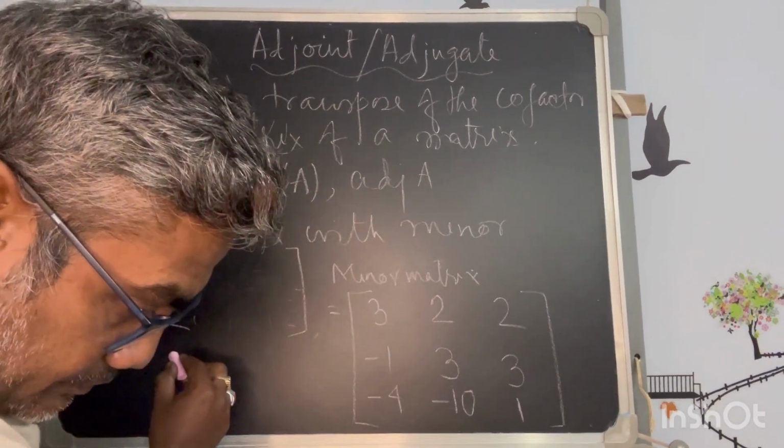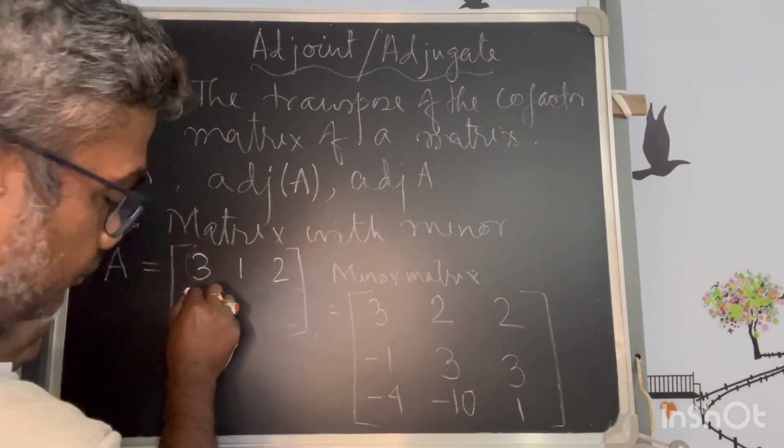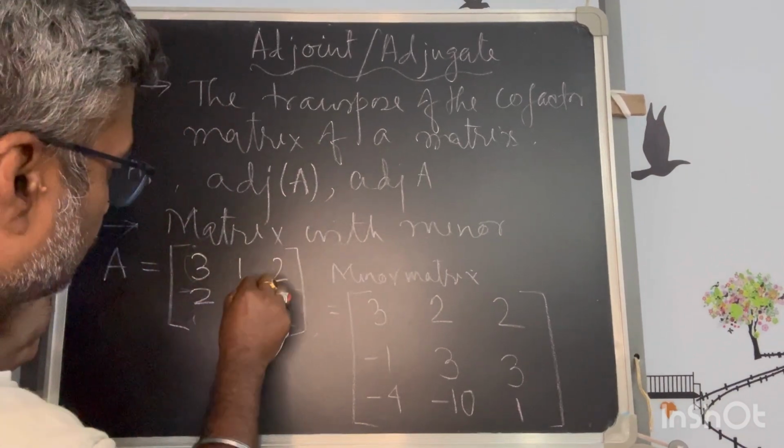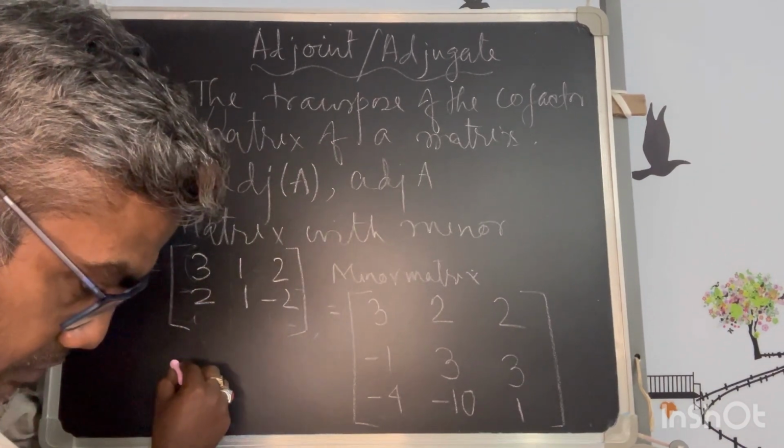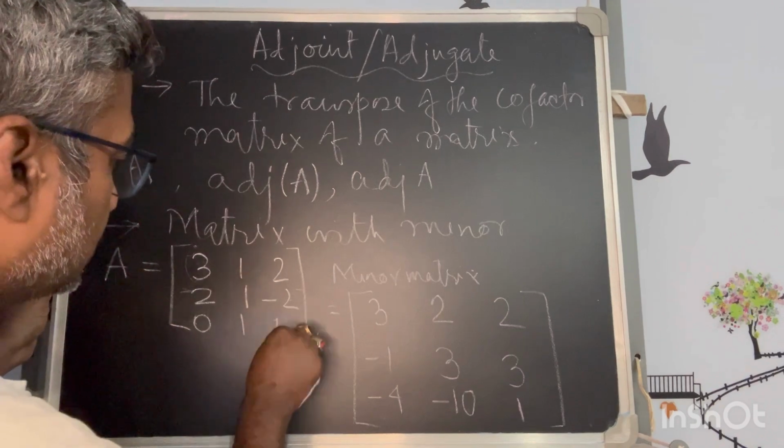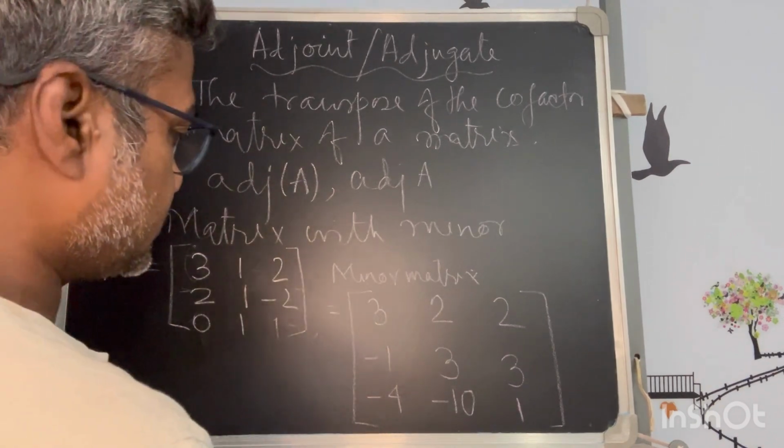So now this is the actual matrix, so let me write it freshly here. 3, 1, 2, 2, 1, minus 2, and 0, 1, 1. So this is the original matrix, and the minor matrix is this one.